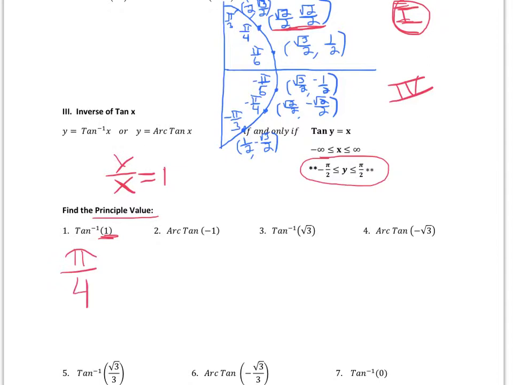Now, if I do arctangent of negative 1, since this is negative, it's got to be in the fourth quadrant. It's just going to be here. If I divide these, they all cancel out, except I'm going to have this negative. So this answer is just negative pi over 4.